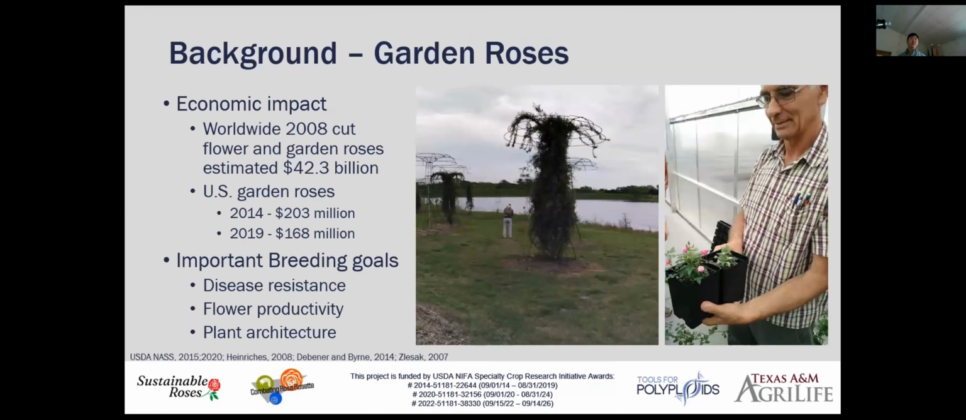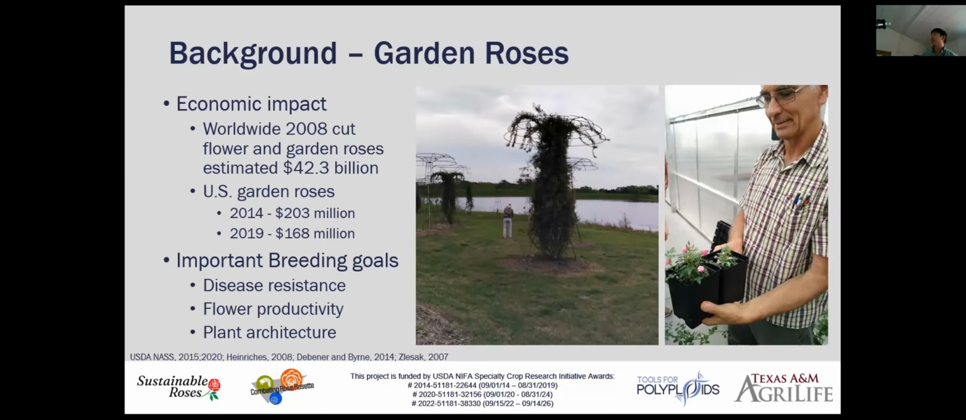So a little bit of background on roses for those that aren't familiar. We heard earlier that the economic impact is really big. In the U.S., garden roses, the most recent census is close to $170 million value. Important breeding goals for any breeder would be disease resistance, flower productivity, because you want plants that look good in the landscape, and plant architecture.